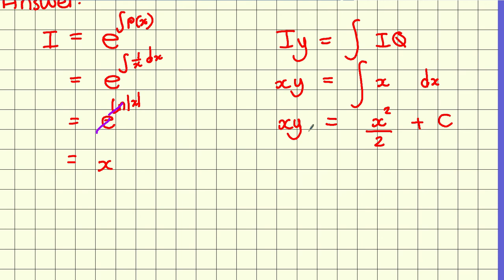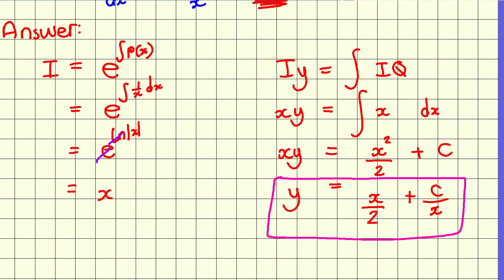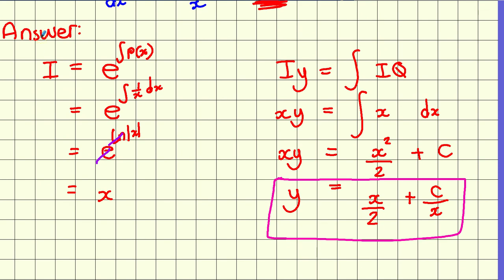Okay, so to get y by itself, all we're going to do is divide everything by x here. So if you divide this by x, you just get x over 2, and if you divide this by x, you just get c over x. And there's nothing else that you can do to simplify that. So that is your general solution, and then that is you finished. Okay, so the hardest thing about this, I think, is remembering these two formulas up here. So if I were you, I would write these down on your formula sheet, just so you remember them.